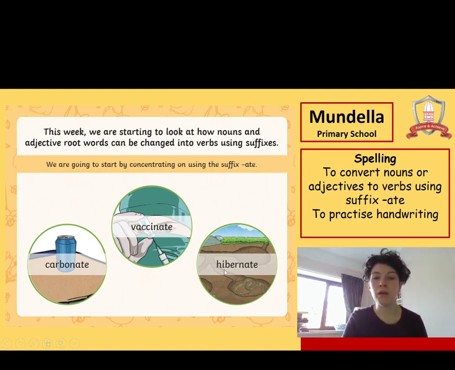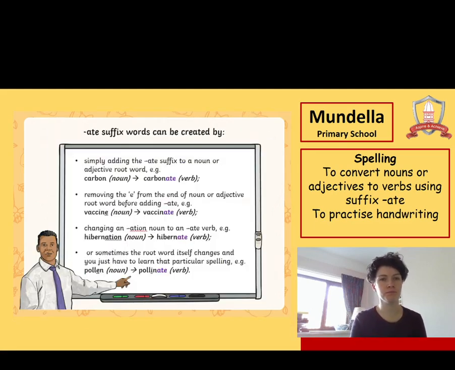Then in this example we have hibernate. Okay, so animals during the winter months undergo hibernation, which is a period of very long sleep. And we can say that they hibernate, which is the verb. Well, let's see how we form those, how we add on those suffixes to our root words. So we can create them by simply adding the ate suffix to a noun or adjective root word. So carbon is the noun, carbonate is the verb. Quite simple, that one. We literally just stick on the ate suffix to the end.